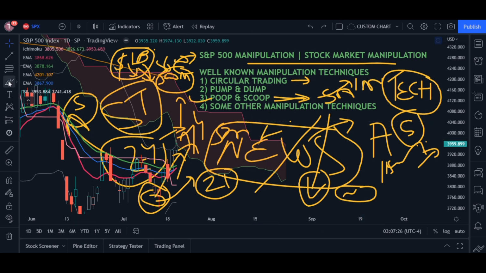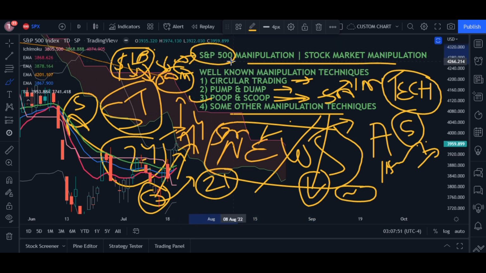So guys, as of now, we have talked about the circular trading, how it works, how the manipulation is done through the circular trading, then the pump and dump technique, then the poop and scoop technique. These are the manipulation techniques. And now there are many other manipulation techniques, because as I mentioned in the beginning of the video, everything will be in reference to the S&P 500 index.